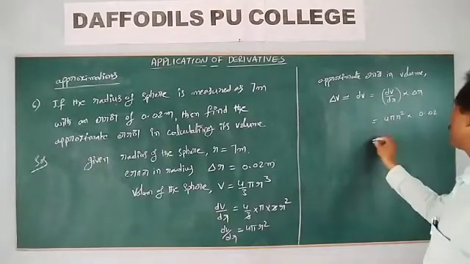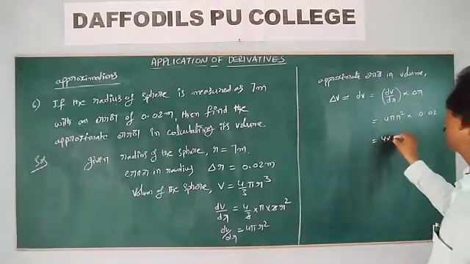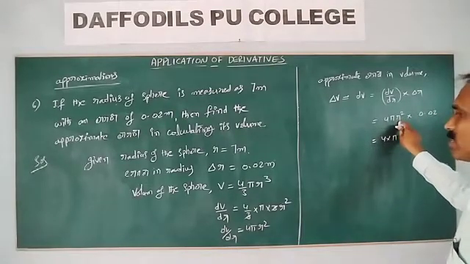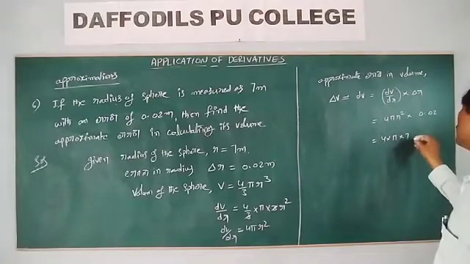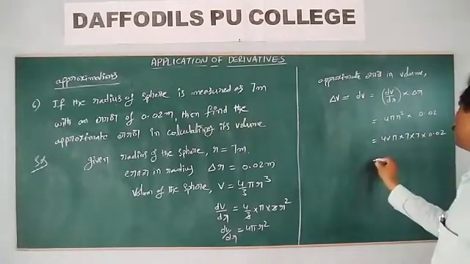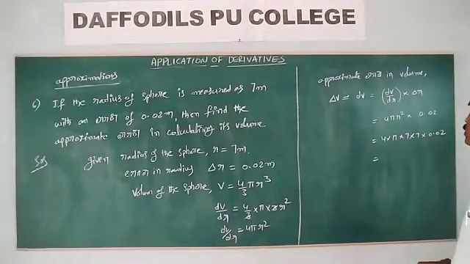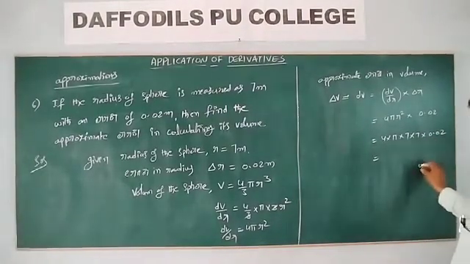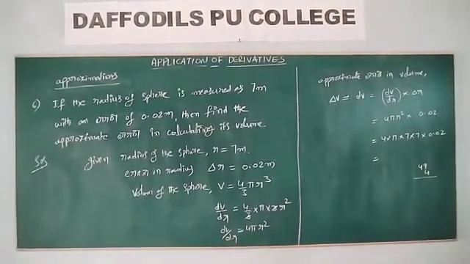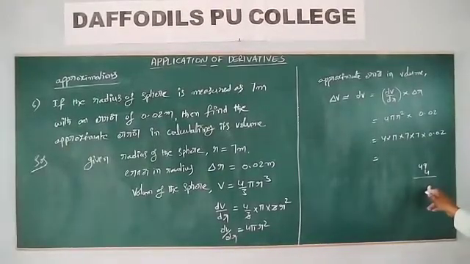That implies 4 into pi into r value. What is the r value? 7. So 7 square. 7 into 7 into 0.02. 7 sevens, 49. 49 fours. Okay, answer.